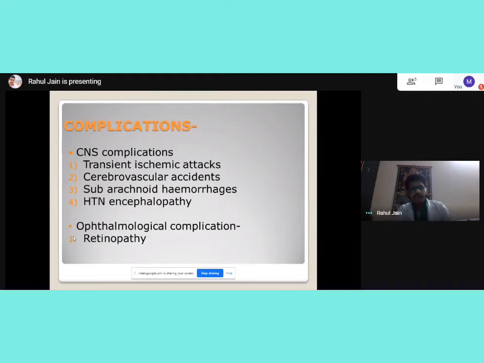Related to the brain, there is a possibility of transient ischemic attacks and cerebrovascular accidents. Cerebrovascular accident includes hypertensive hemorrhages, intracranial bleeds, even subarachnoid hemorrhages. If small vessels rupture due to high blood pressure, they can cause bleeding in the brain. And there is hypertensive encephalopathy.